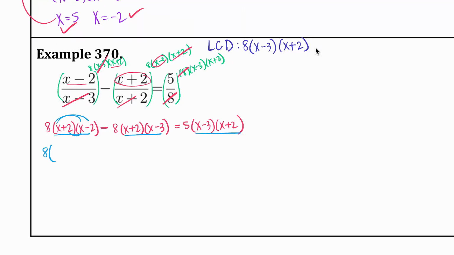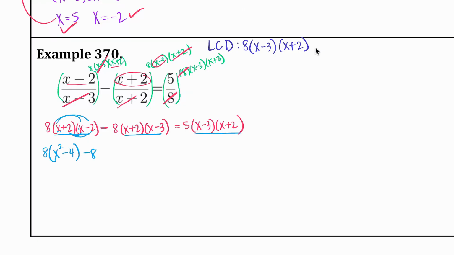If we distribute this, and you could come over here to this side and do it, just for time, I'm going to go ahead and multiply it. We get x squared minus 2x plus 2x minus 4. Well, those 2x's in the middle are going to cancel, and we get x squared minus 4.